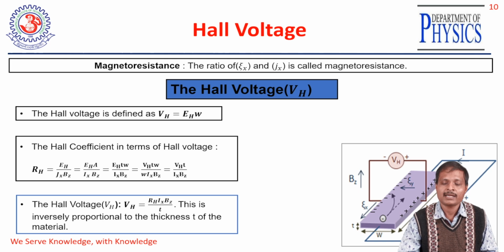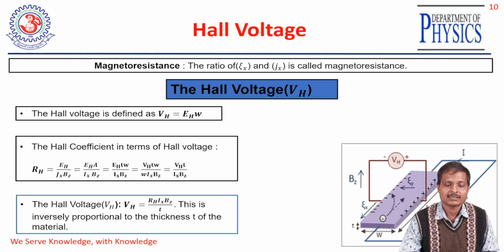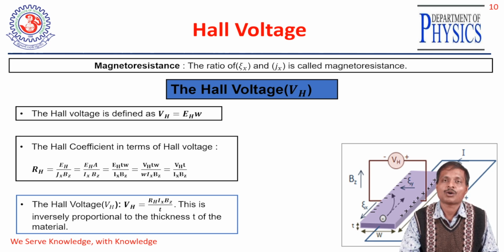Now what is the Hall voltage? As a result of this Hall field, the Hall voltage will be generated between the two ends of this semiconductor. See here, I have denoted it VH. The Hall voltage VH equals EH times W, where W is the width of this semiconductor. This is the width here.